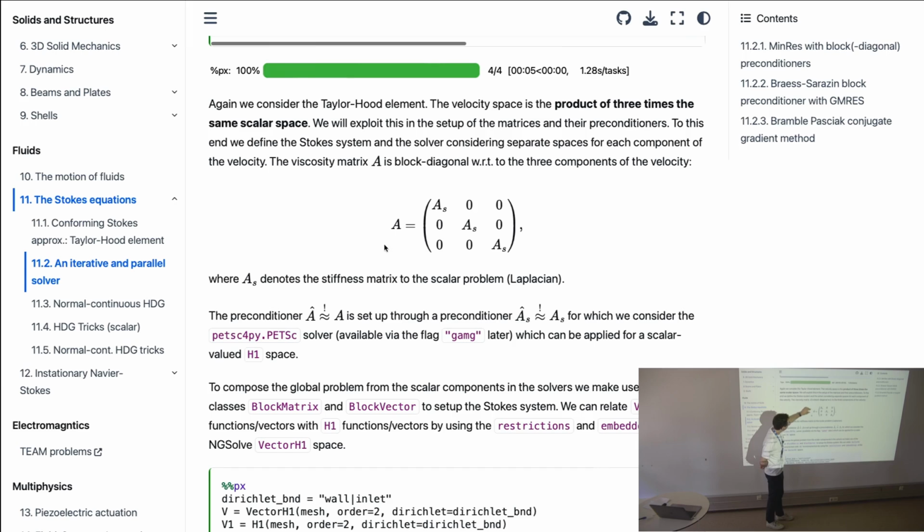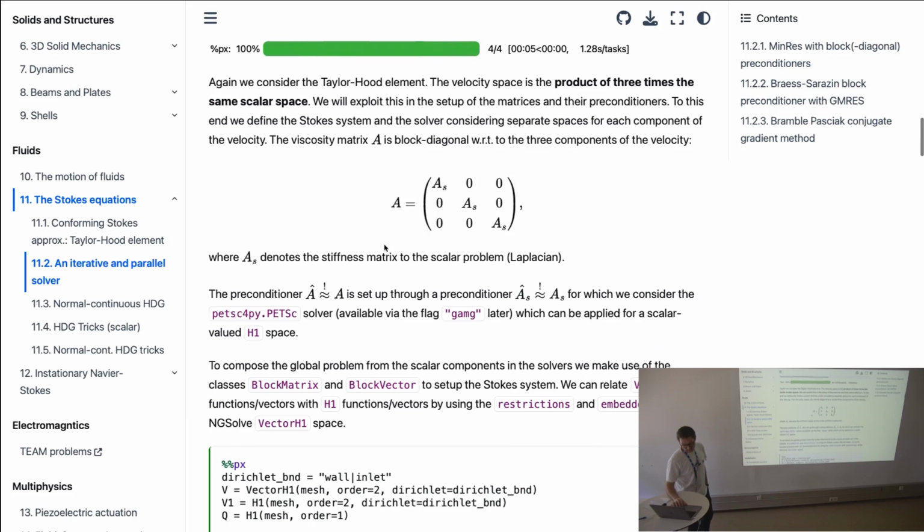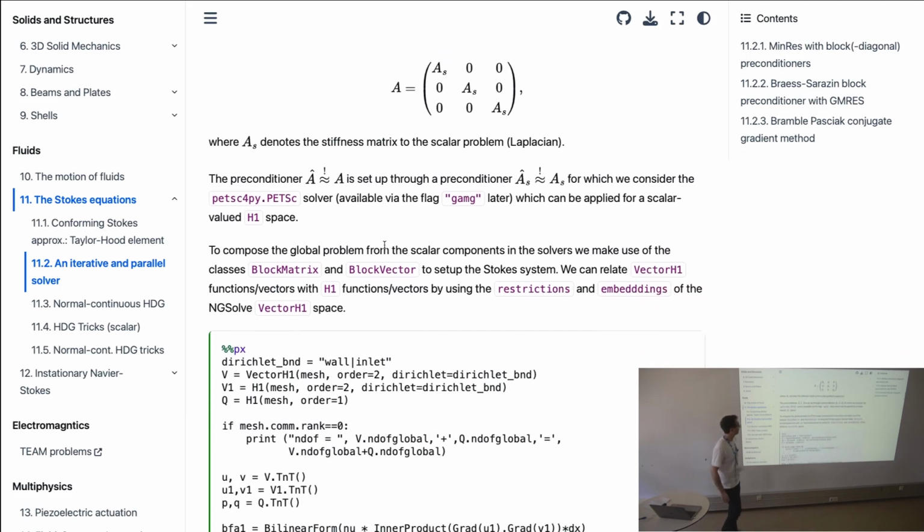So basically, we realized that our A system, our diffusive matrix, is actually block diagonal, where each of these blocks is the same one for each velocity component. So you have here the x velocity, the y velocity, and the z velocity. And each of these corresponds to a scalar Laplacian. We want to somehow use this also in the setup for our matrices and for the preconditioner, because remember, our main idea is to find a preconditioner for this system here.